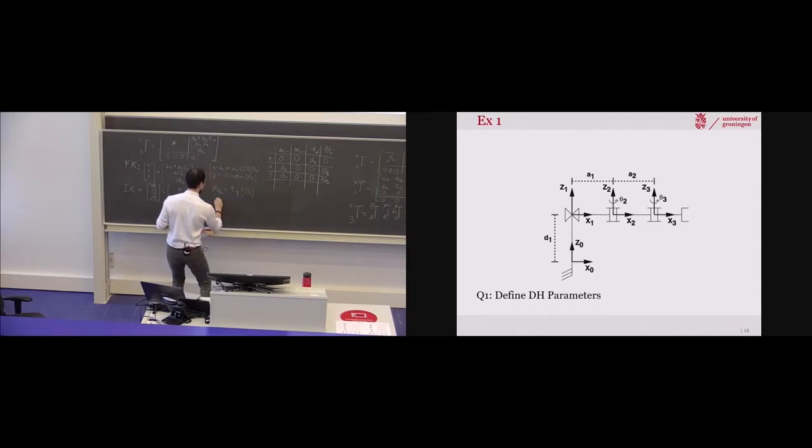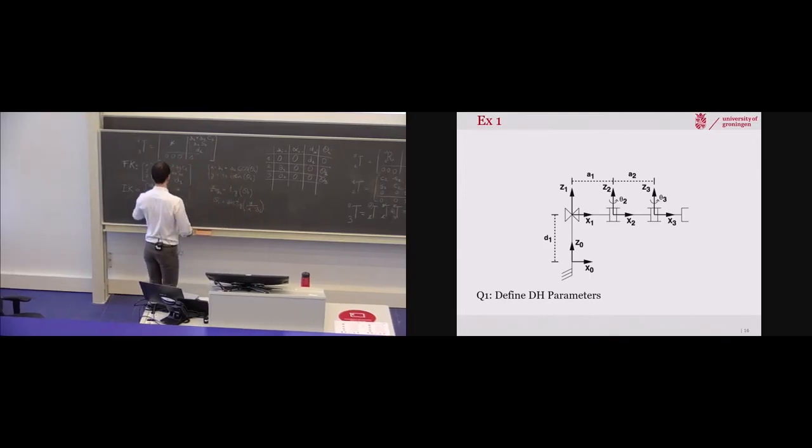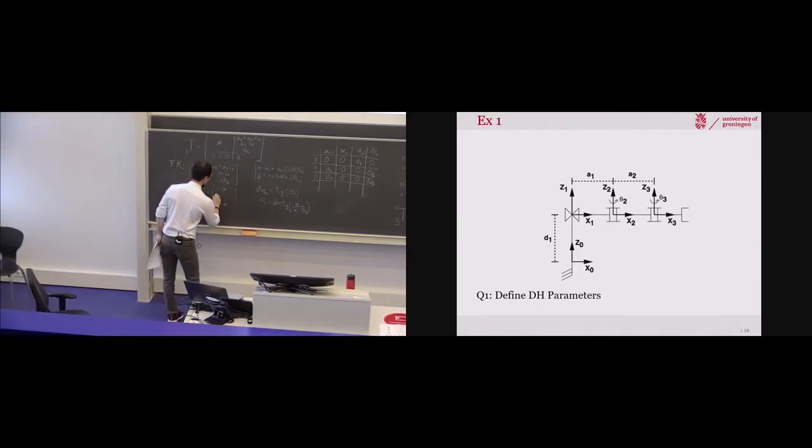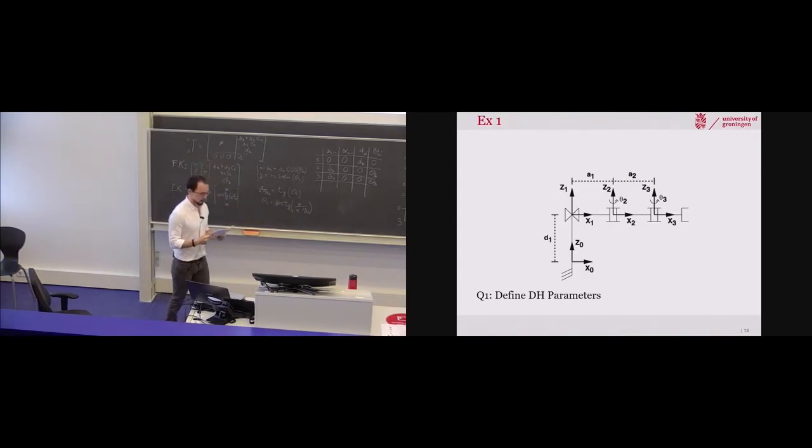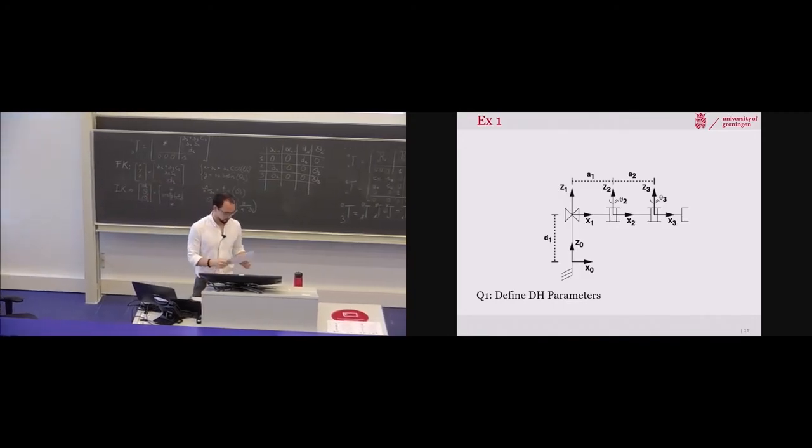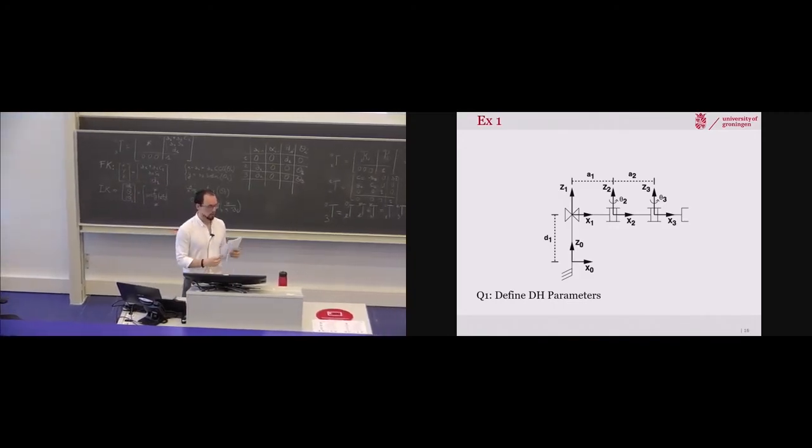Therefore, theta 2 is equal to the arctangent of y over x minus a1. Okay? And that is exactly what you have to put here. Okay, and this concludes the last point of the first exercise.